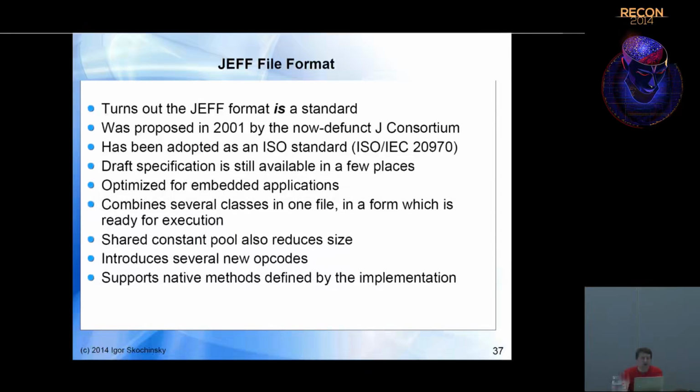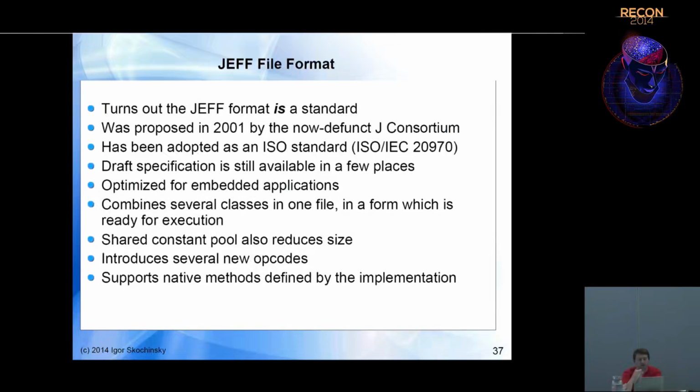However, it's a pretty old standard. It was proposed in 2001 by something called the J Consortium. They tried to push some standards as an alternative to Sun, I think, at that point. And in fact, in those few years that they were active, they actually managed to push it as an ISO standard.